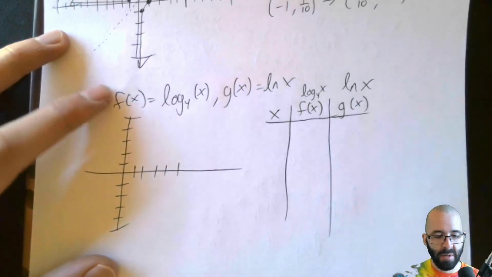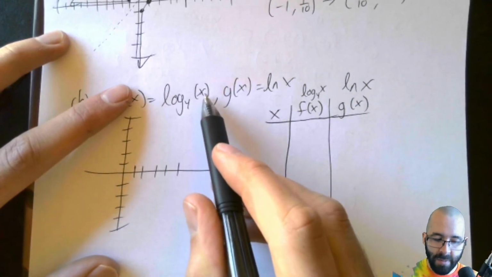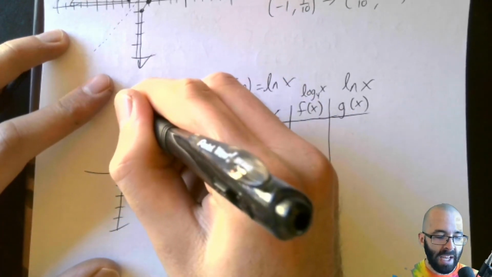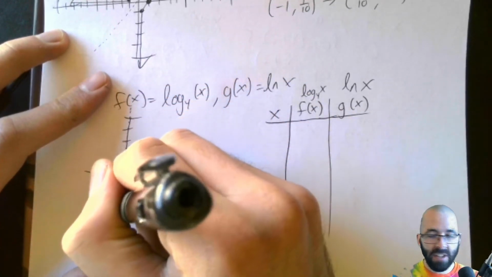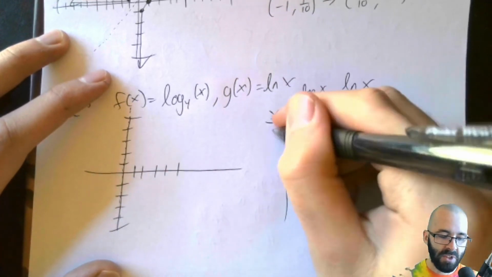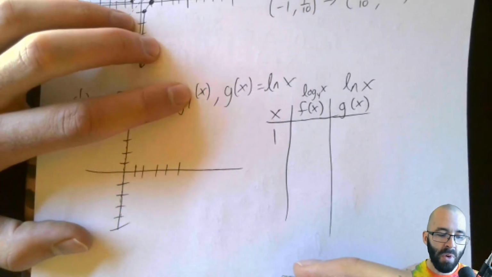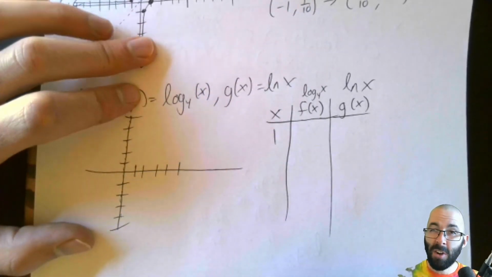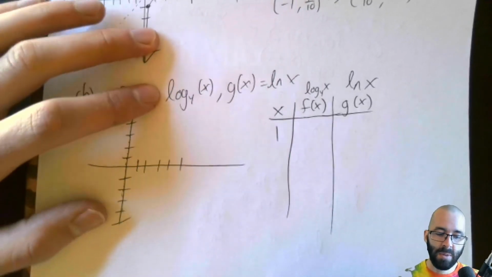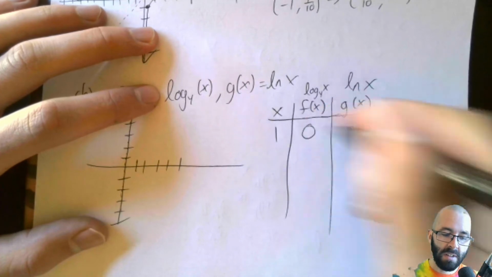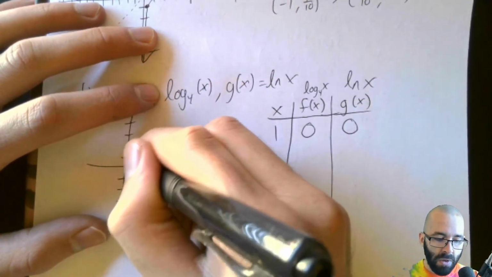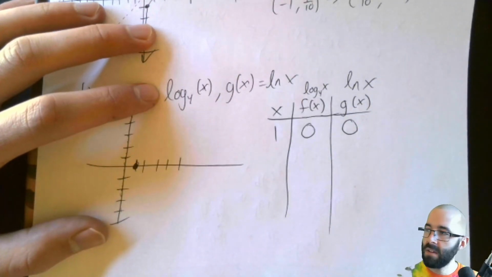Anything bigger than 0 is going to make sense because the domain is when the inside is bigger than 0, when the inside is positive. Any positive number we want to include, we can. And remember that we have this vertical asymptote right here. So start with 1. Log base 4 of 1. Remember back to the earlier video, any logarithm of 1 is going to equal 0. Log base 4 of 1 is 0. Natural log of 1 is equal to 0. So they actually both go through the point 1 comma 0.